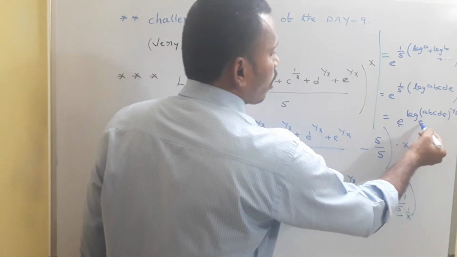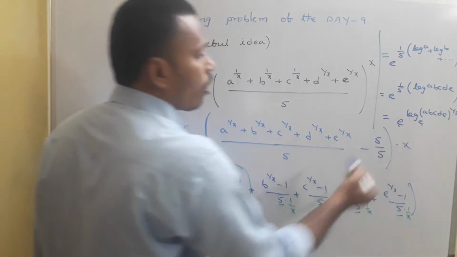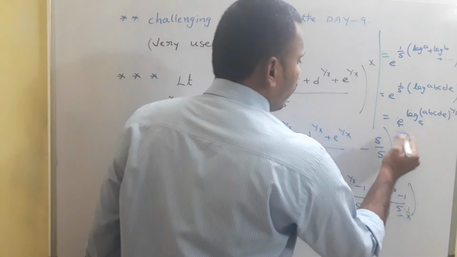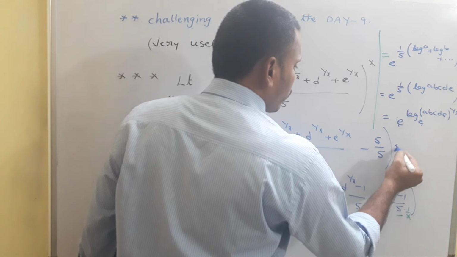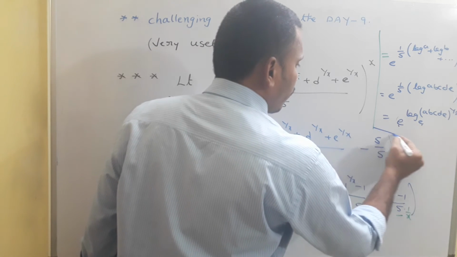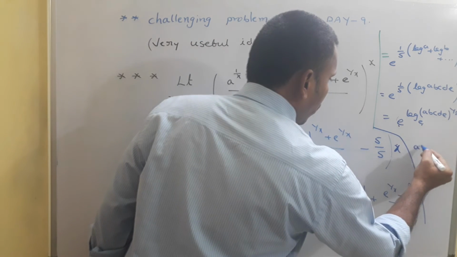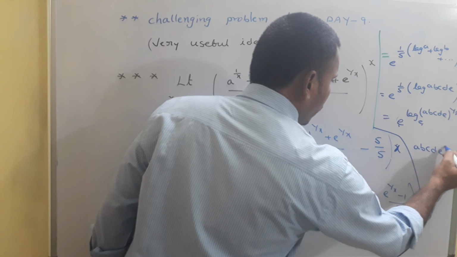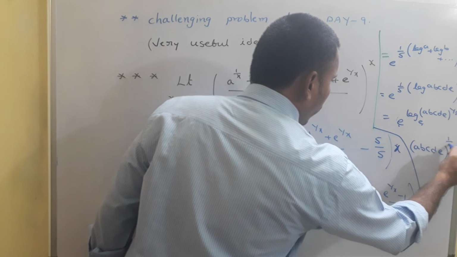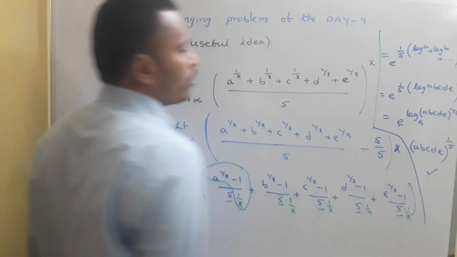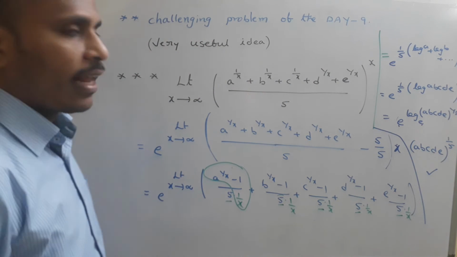Again, by the laws of logarithms, easily we can cancel out e along with that logarithm. Finally, what are we left with? We are left with abcde to the power 1 by 5 as our answer. Just once again, have a look.